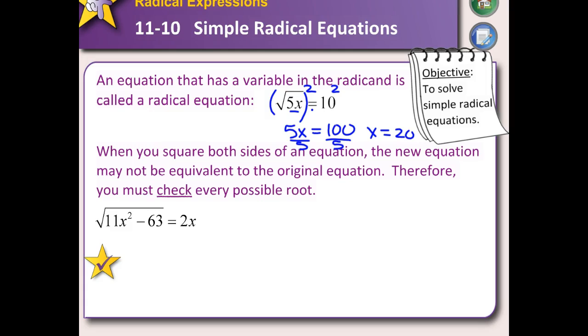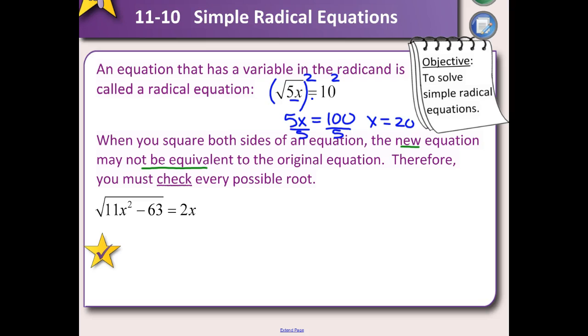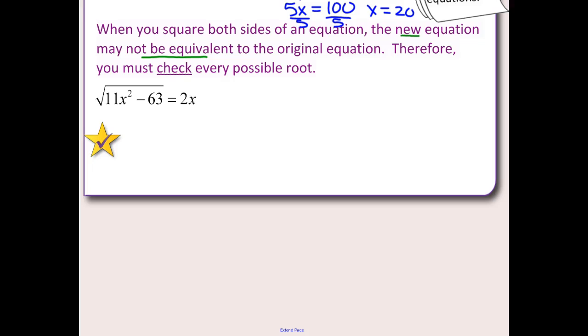Okay? All right, now, the one thing that's a little bit different when we're taking care of these radical expressions and when we have to square something: when you square both sides of an equation, the new equation may not be equivalent to the original. So therefore, we have to check every possible root. Now, personally, I think solving these equations is way easier than checking all the equations. So let's go ahead and try this one together and see what happens.